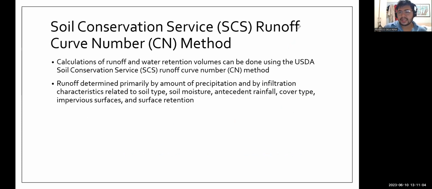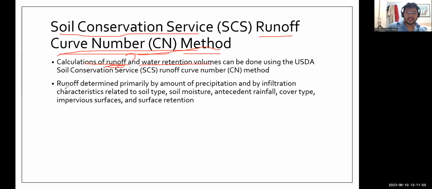Right? Now we can actually calculate how much runoff we can expect. And this is where this model comes in, the Soil Conservation Service, or SCS, runoff curve number method. This is a method that's commonly used in hydrologic models to actually calculate the runoff in watershed basins, as well as calculate the water retention volumes.